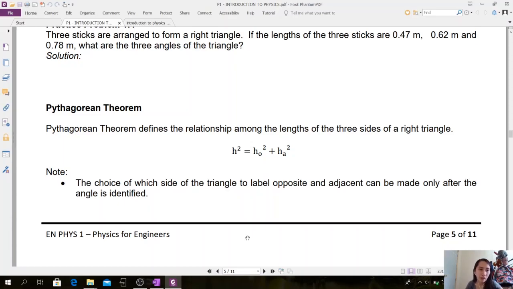Now let's proceed to the Pythagorean theorem. The Pythagorean theorem defines the relationship among the lengths of the three sides of a triangle. So if you have the lengths of two sides and you are looking for the length of the other side, the Pythagorean theorem is a useful one. According to the Pythagorean theorem, the square of the length of the hypotenuse is equal to the sum of the squares of the two legs.